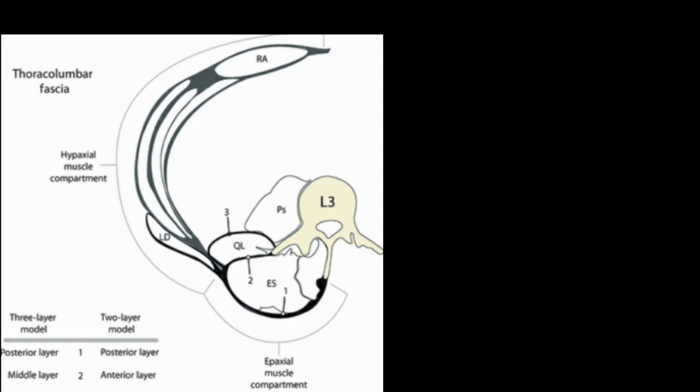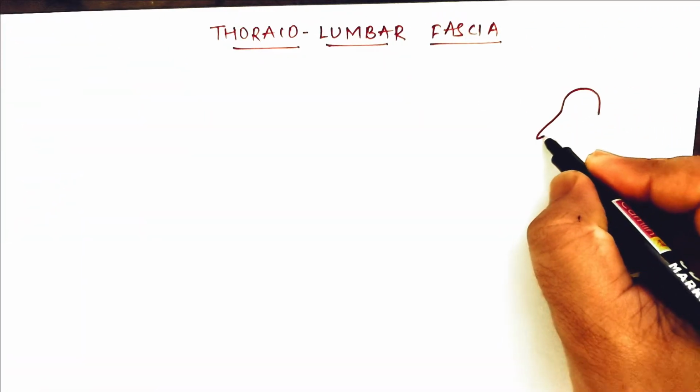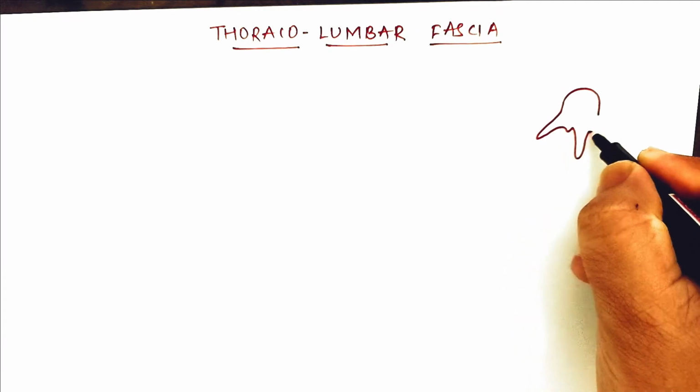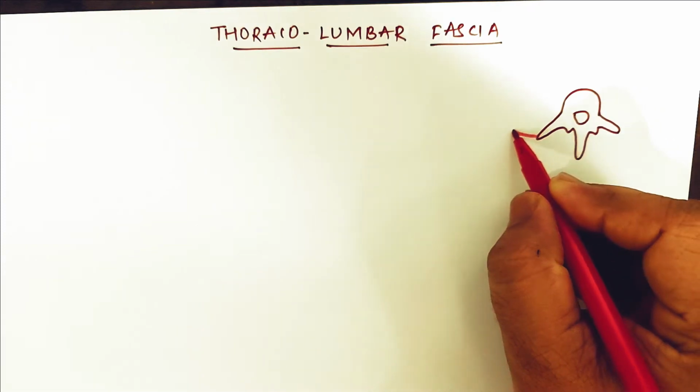The interconnection is basically called the intermuscular septum. So that's the basic anatomy of the thoracodorsal fascia. In part 2 we are going to talk in detail about the layers of the thoracodorsal fascia.